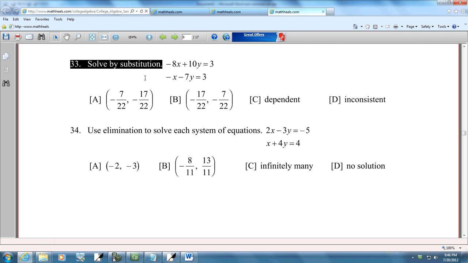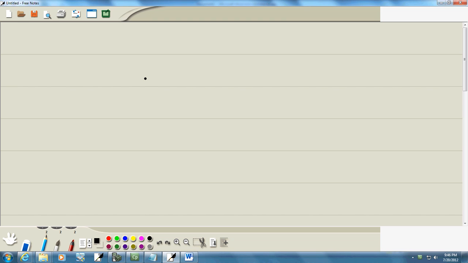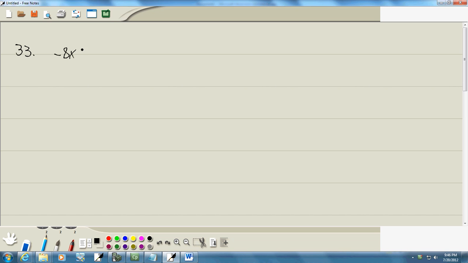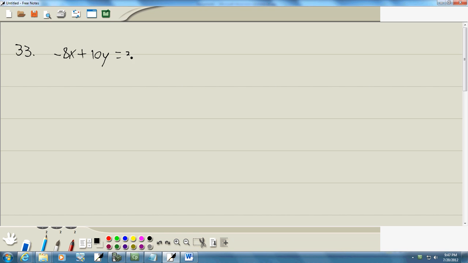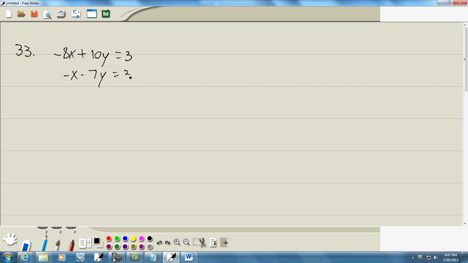Let's take a look at number 33, and first we'll look at it via the calculator, and then we'll look at it by hand. We got negative 8x plus 10y is equal to 3, and we got negative x minus 7y is equal to 3.